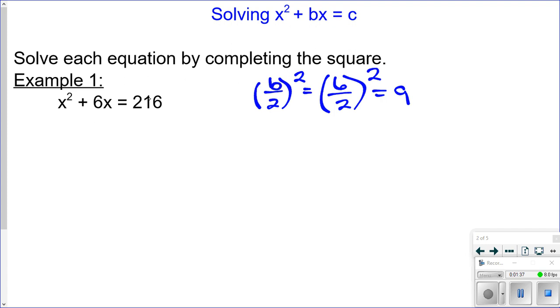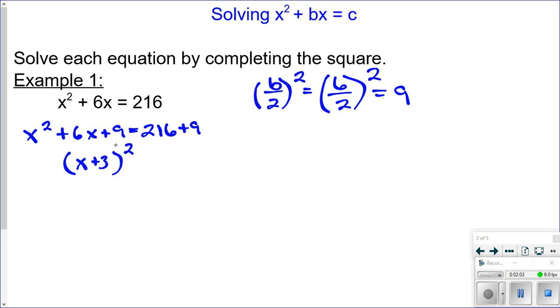And then you take this and you add it to both sides of the equation. So remember, you can do whatever you want to an equation as long as you do it to both sides. So x squared plus 6x plus 9 equals 216 plus 9. And so now that we completed the square, now this can easily be factored to x plus 3 squared. That was the whole point of doing this. So this b over 2 squared term, that allows you to complete the square and factor it to this. And so that equals 225.